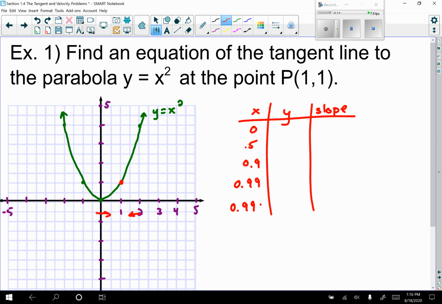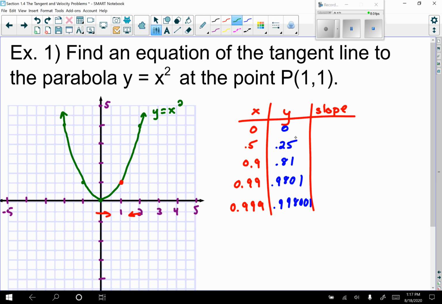So like I said, we're going to get ready for our calculator here. We have to square all of these values, so go ahead and take your time, type these in, and we want to square them. So 0 squared is going to be 0. 0.5 squared is 0.25. 0.9 squared is 0.81. 0.99 squared is 0.9801. And 0.999 squared is 0.998001.